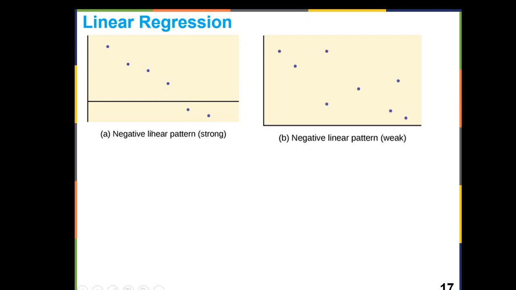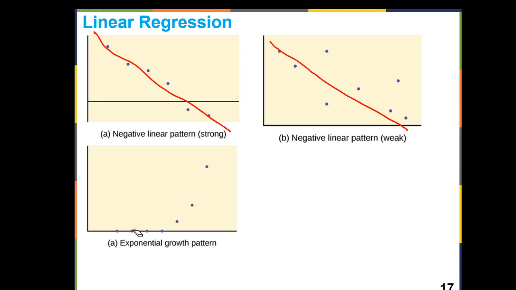So for example, here we have a negative linear pattern that is strong because you see they're all close to a straight line. Here we have negative, but weak. Why? Because if you draw a line through them, you see they're far away from the line, right? But here they're all close to a line.